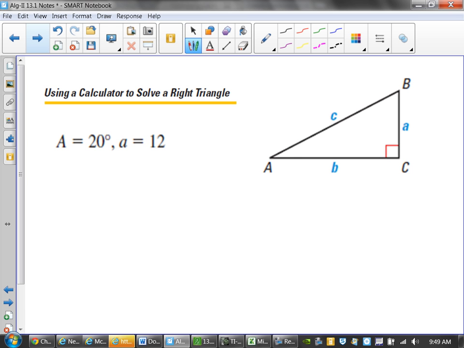So here, if I'm setting this up, I know that I'm starting out here with a 20. I know that side little a is 12. What's going to be the easiest thing to solve for? B. And how do I solve for B right away? What do you get? 70. These two have to be complementary.